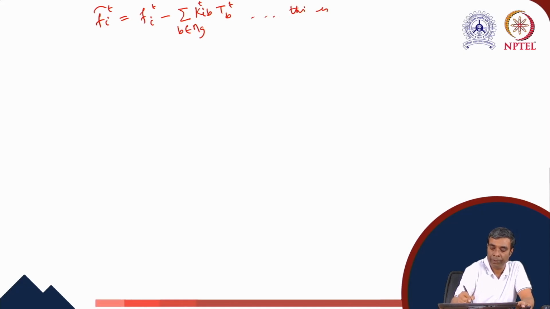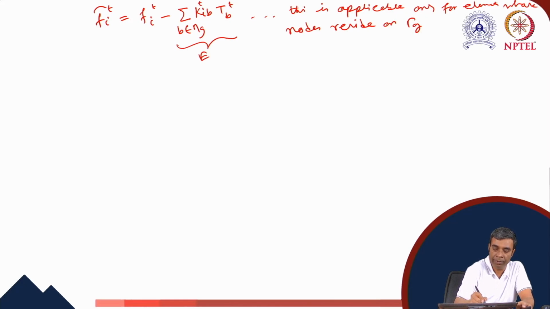This is applicable only for elements whose nodes reside on gamma G. So this is the EBC contribution. This is the contribution from the source term.